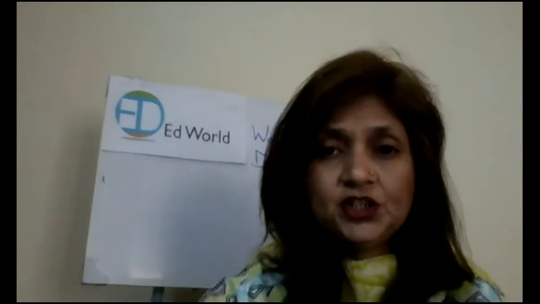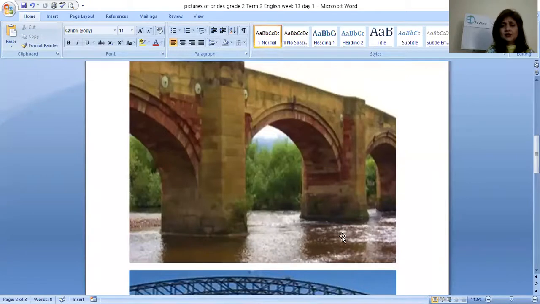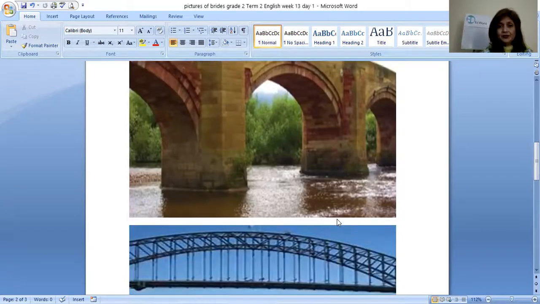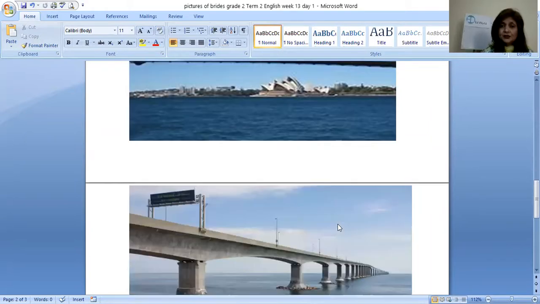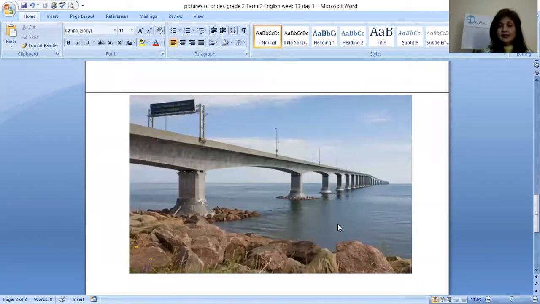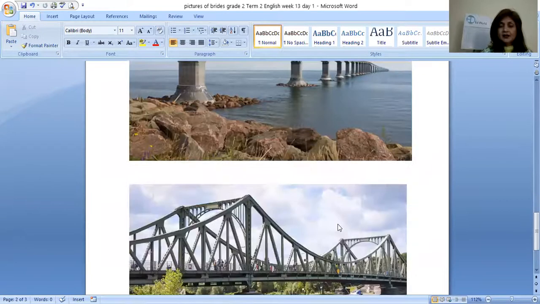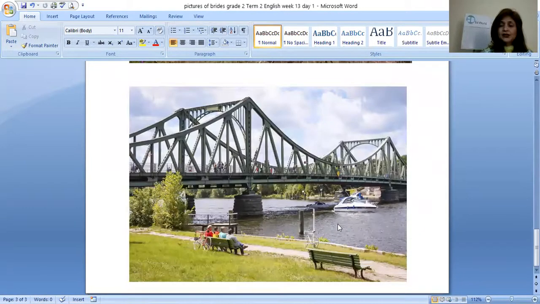Here is the picture. Can you all see my screen, children? Now, what is this picture about? This picture is about a bridge. Very good. And what is this? This is also another type of bridge. Yes? Yes or no? And this is another type of bridge. And this is also another kind of a bridge.